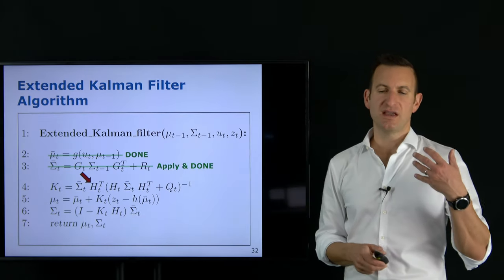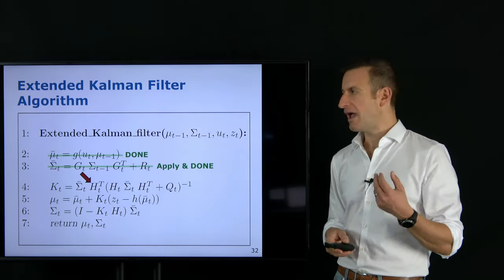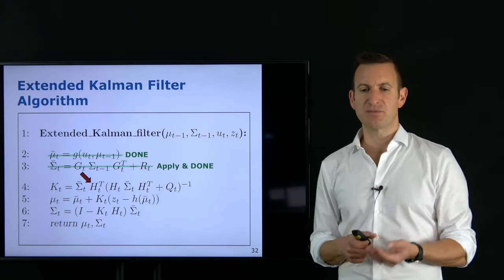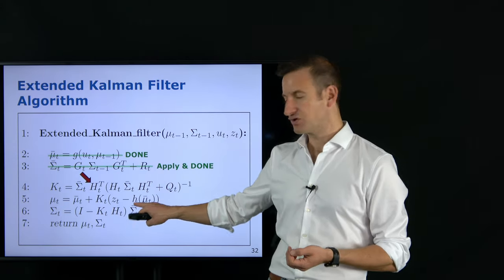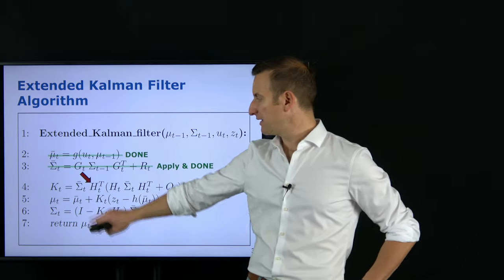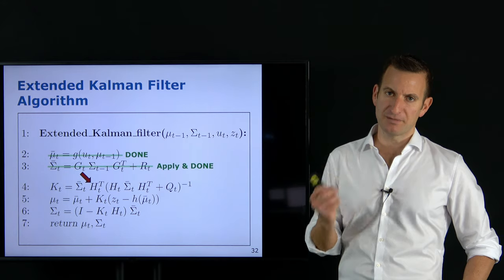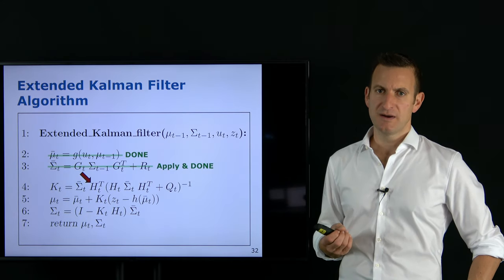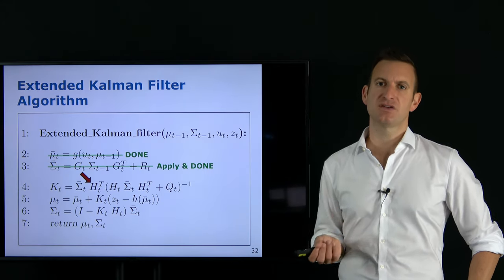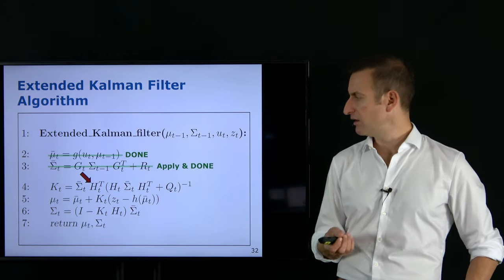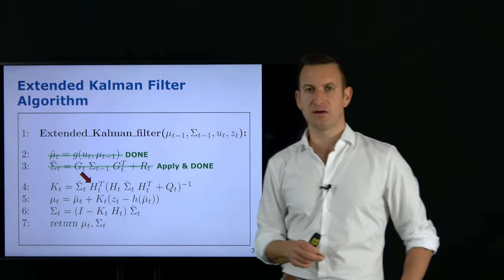And this H is the Jacobian of my observation function, which computes my predicted observation. So this function, small h, and capital H is the Jacobian. What I need to do now is look into my observation function: how do I compute a predicted observation? Take that function and derive it in order to get my Jacobian.